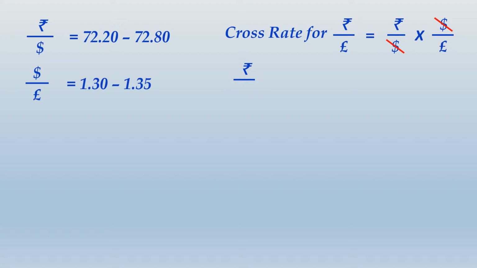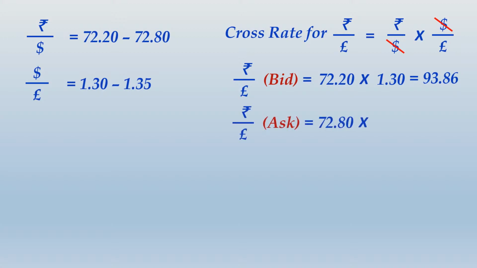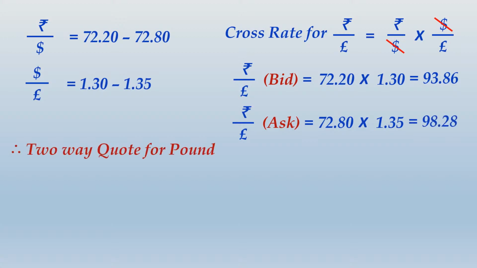So if you want to find the rupee per pound bid rate, you will multiply 72.2 by 1.3 and what you get is 93.86. When you multiply the ask rates, it will be 72.80 into 1.35 to obtain the rupee per pound ask rate, and what you get is 98.28. So the two-way quote for pound will be given as pound 1 equals rupees 93.86 to rupees 98.28.